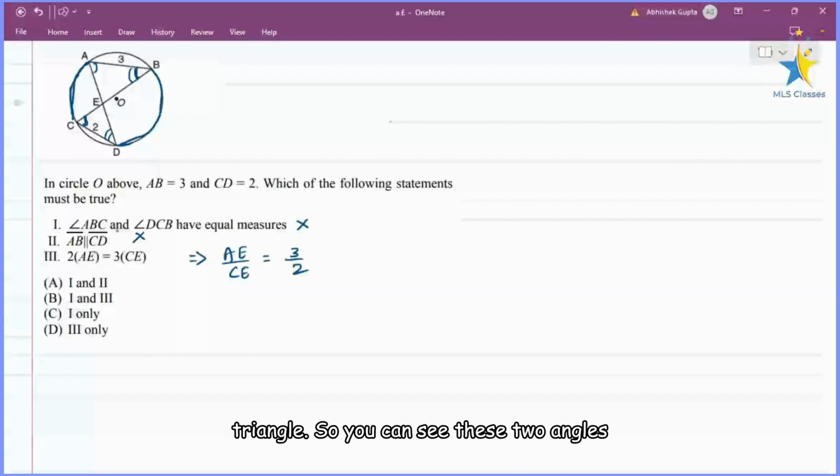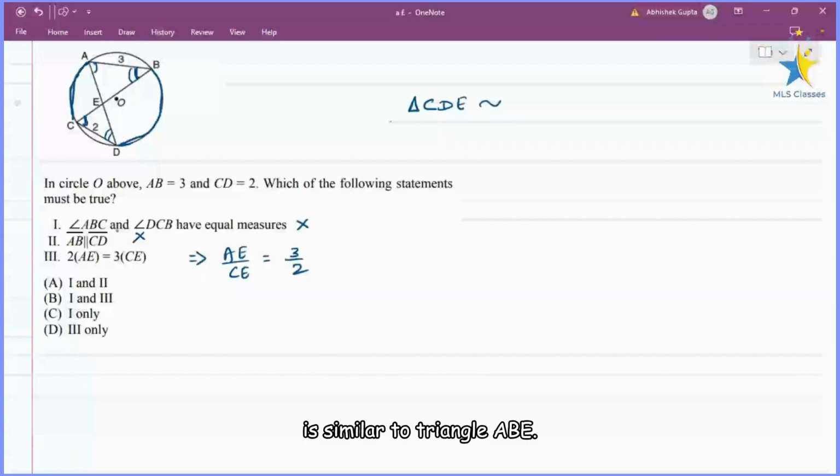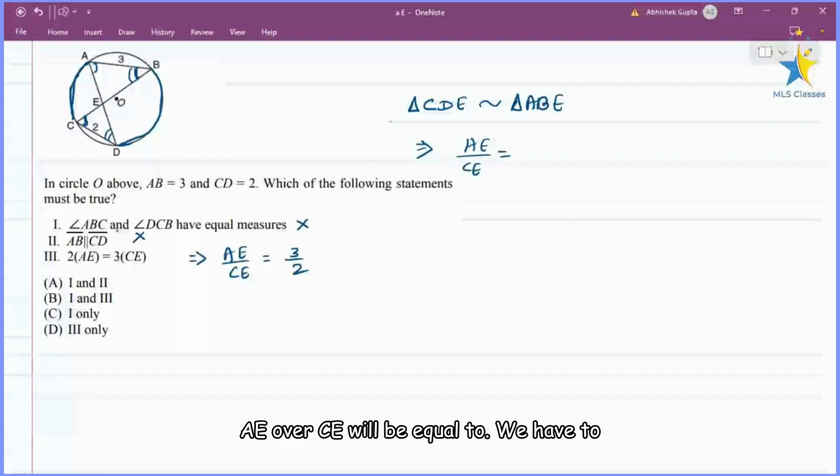You can see these two angles are equal in these two triangles. It means that these two triangles will be similar by AA criteria. And in this case, we can say triangle CDE is similar to triangle ABE. So from here we can say AE over CE will be equal to, we have to take AB and CD in the figure, so AB over CD.